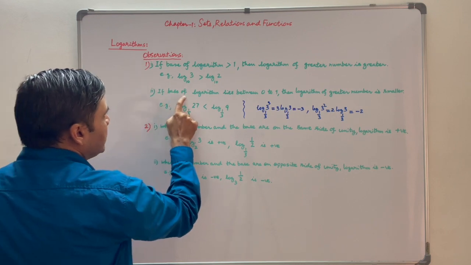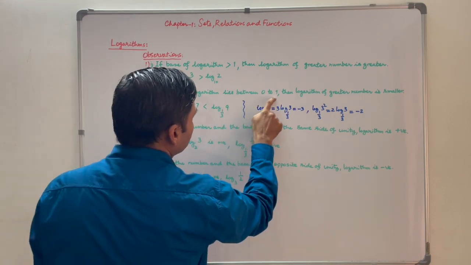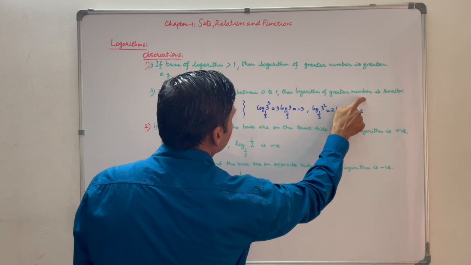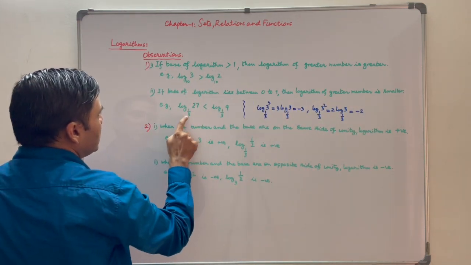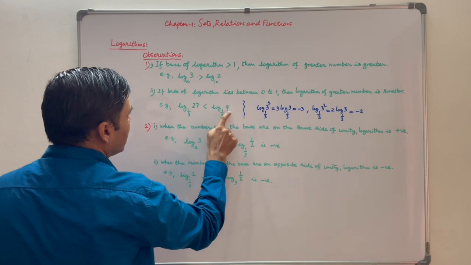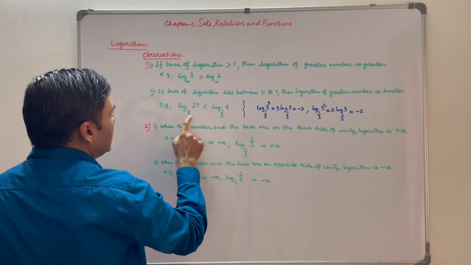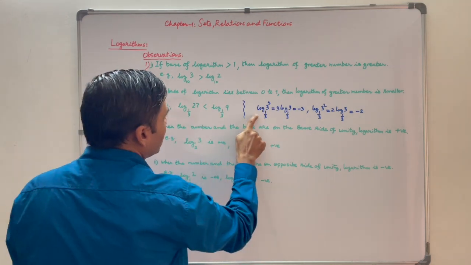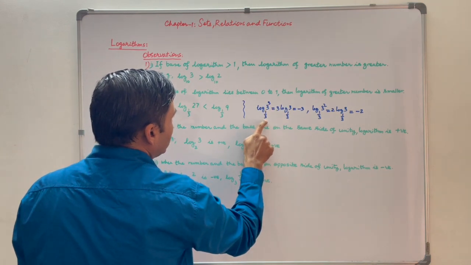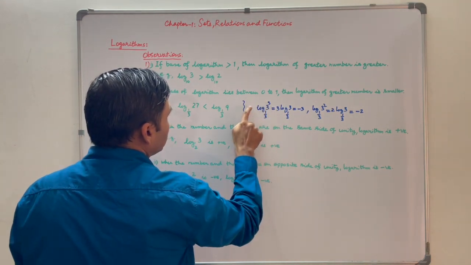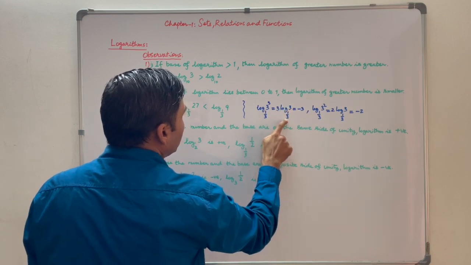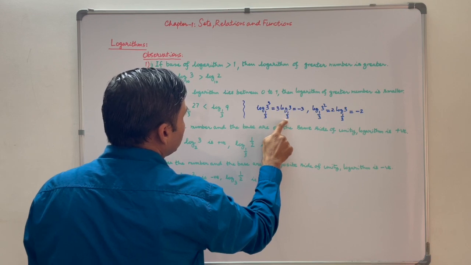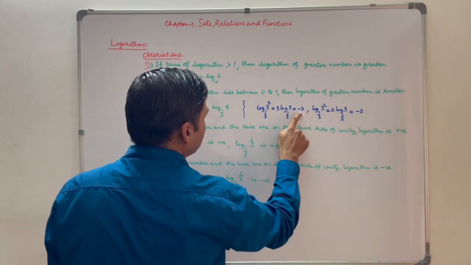Second point: if base of logarithm lies between 0 to 1, then logarithm of greater number is smaller. For example, log 27 to the base 1 by 3 is less than log 9 to the base 1 by 3. It can be simplified as log 3 to power 3 to the base 1 by 3 and this power can be shifted here. So it will be 3 log 3 to the base 1 by 3. And we have read that log a to the base 1 by a is equal to minus 1. So it will be minus 3.